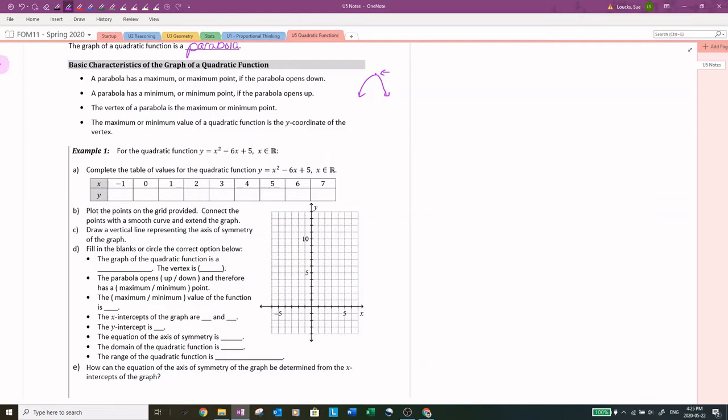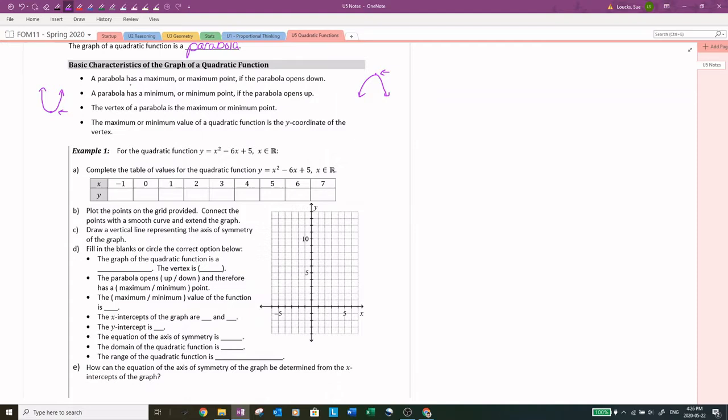The vertex of a parabola is this maximum or minimum point. Okay, so let me draw this over here. Here's another parabola. This one opens up. So right here, that is the vertex. And the maximum or minimum value of a quadratic function is the y-coordinate of the vertex.